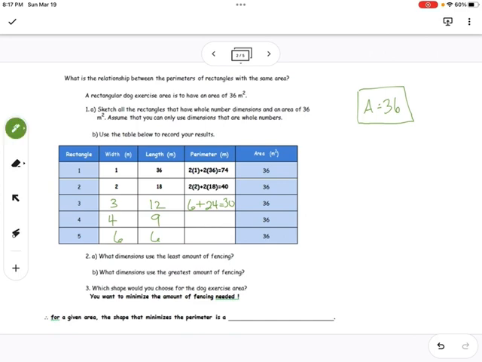The next one, 2 times 4 is 8, and 2 times 9 is 18. 8 plus 18 is 26. And the last one, 2 times 6 is 12, and 12 again gives us a perimeter of 24. So what dimensions use the least amount of fencing? So it's our 6 by 6 dimension that gives us our least amount of fencing, and the greatest amount of fencing is our 1 by 36.